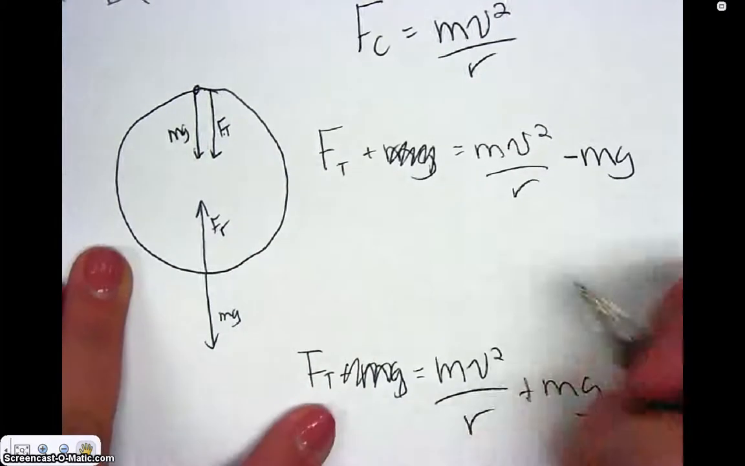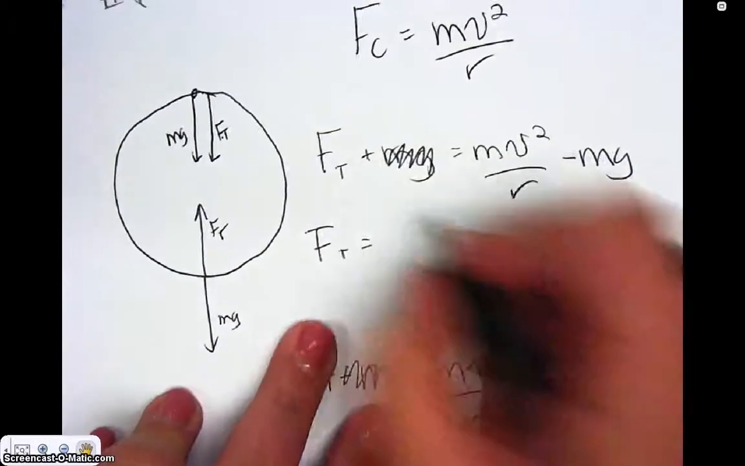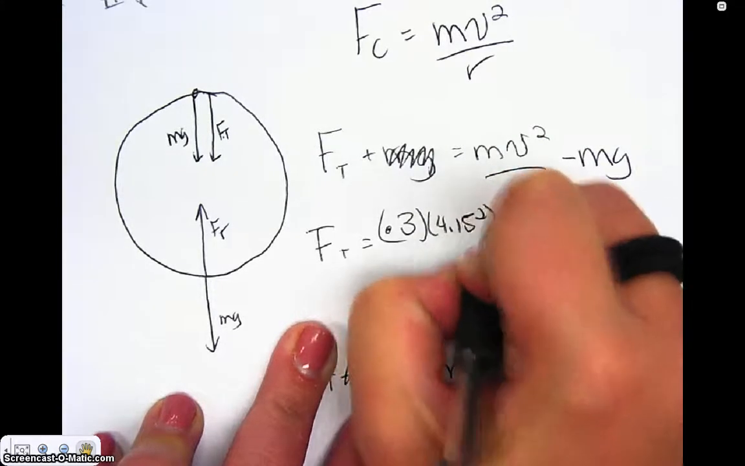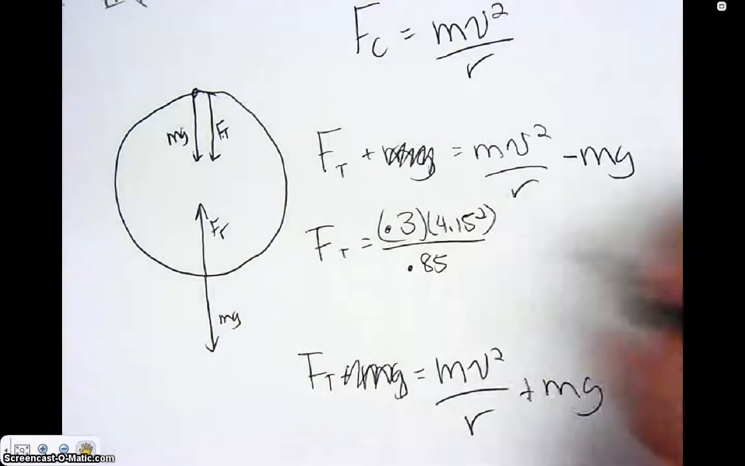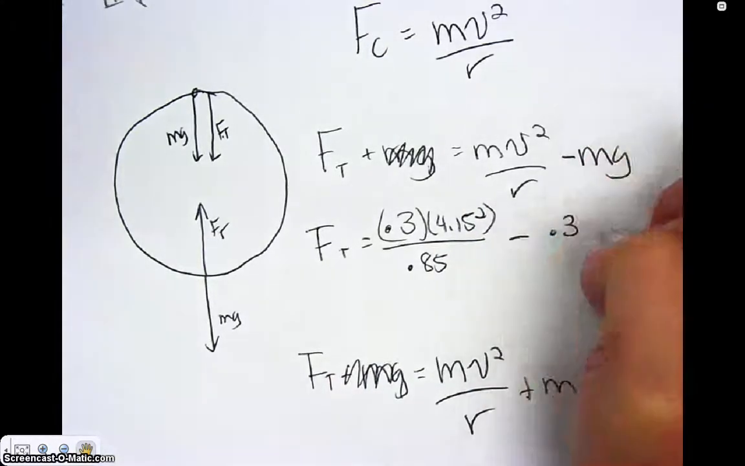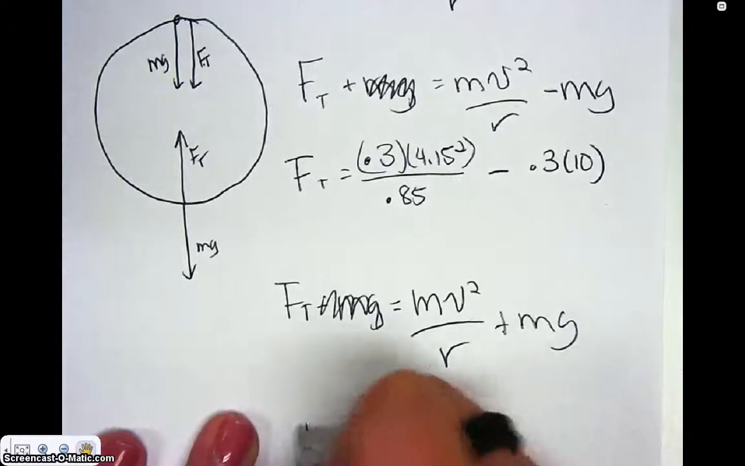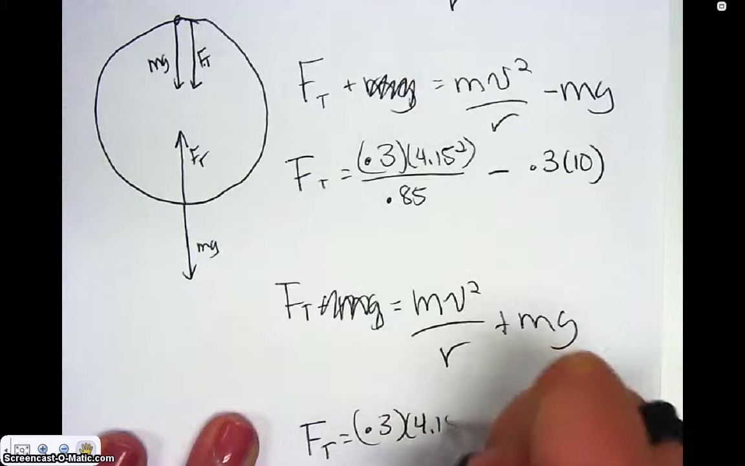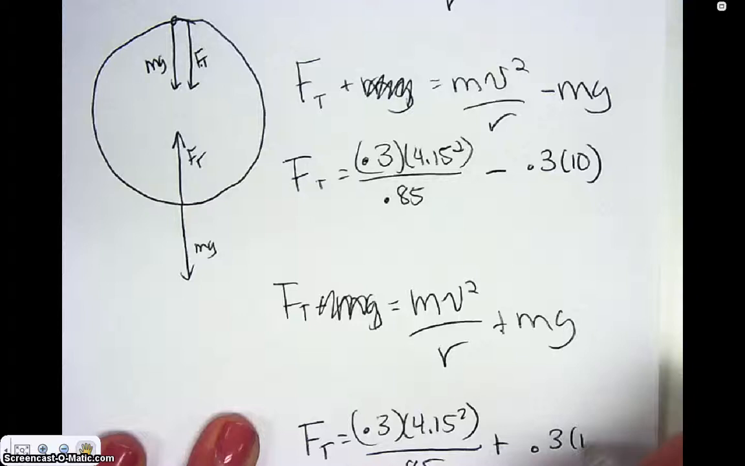Okay? So now we just have Ft is equal to, and the mass of the ball from the problem was 0.3 times 4.15 squared all over 85 centimeters, which would be 0.85 meters, minus 0.3 times 10. And then down here, we would have Ft is equal to 0.3 times 4.15 squared all over 0.85 plus 0.3 times 10. So all we have to do is plug this in.